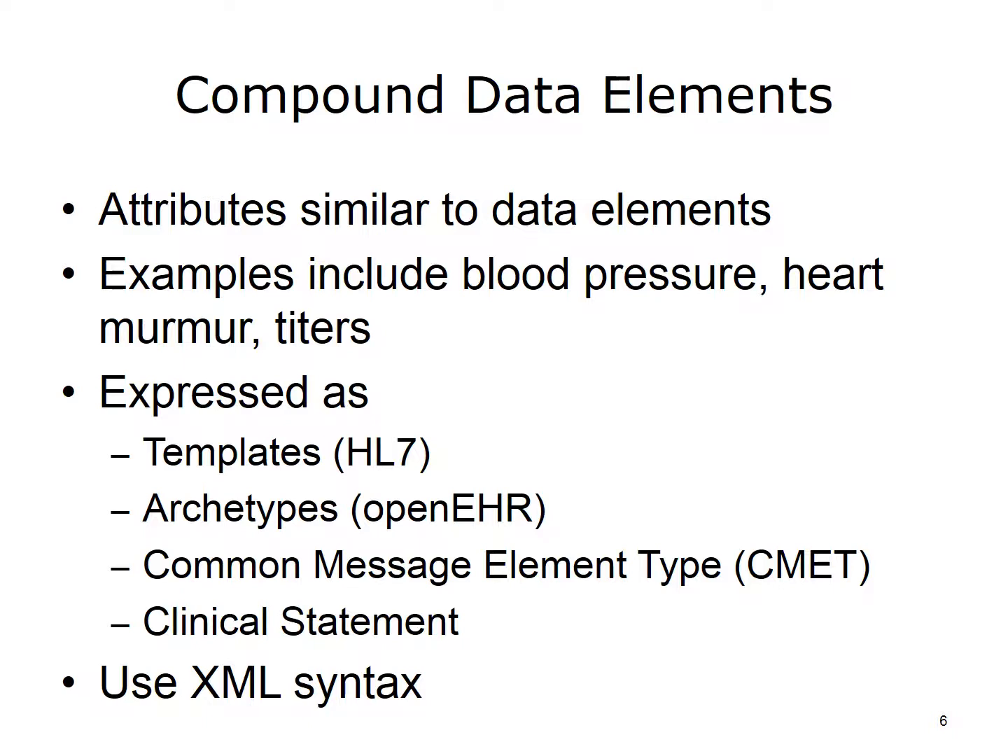An example is blood pressure. The parts of a blood pressure are systolic, diastolic, which arm, position of the patient, cuff size, manual or automated. Other examples include a heart murmur or titers. Compound elements can be built into higher-level structures such as templates, HL7, archetypes, openEHR, common message element type, CMET, HL7, and clinical statements, HL7, and other structures. Compound data elements most frequently use XML syntax.